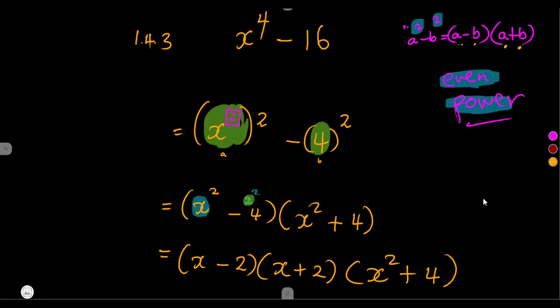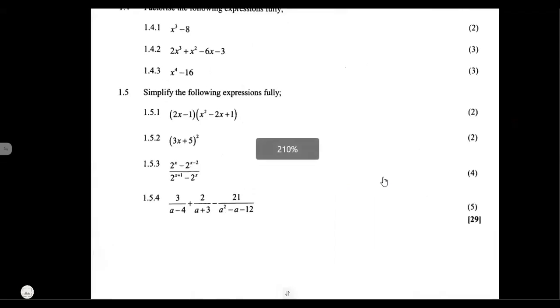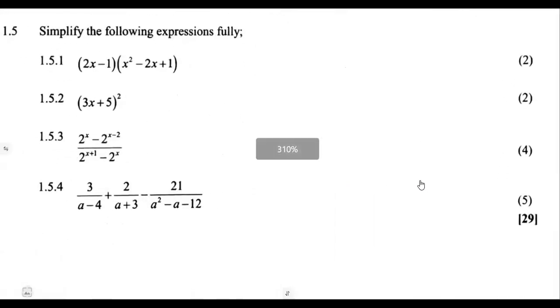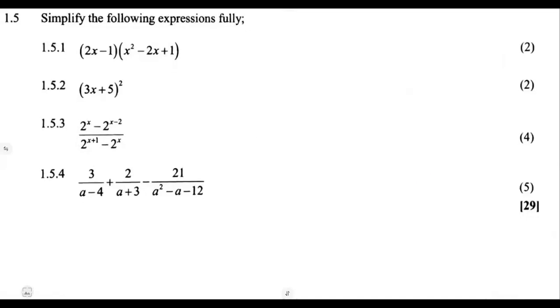All right. Anyways, guys, let us consider another part of our question. This is just for our revision purposes, guys. Make sure that you do revise as many questions as you can before you enter the exam room. Simplify the following expressions fully, 1.5.1. Simply expand the given brackets that we are given. There's 2 minus x into another bracket, which is x squared minus 2x plus 1.